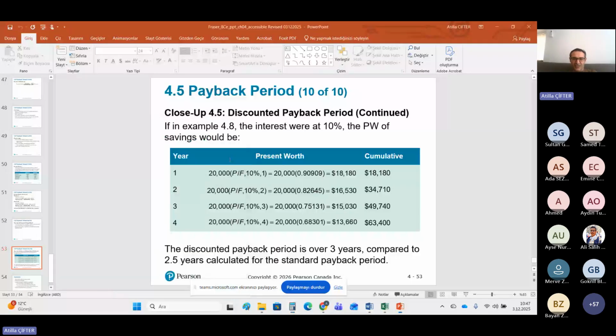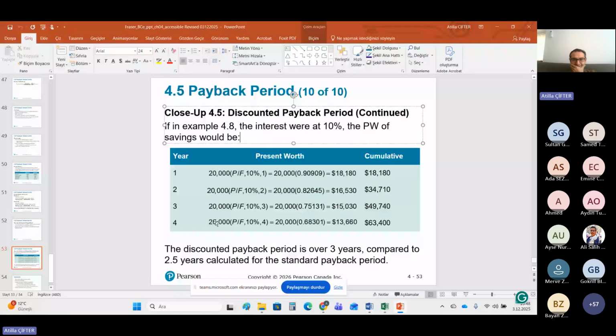So with discounted payback period, we just take each of the cash flows and discount it at the interest rate given to us. For instance, if the interest rate is 10%, as you can see, if you have $20,000 every year, you can see that you have not equal cash inflows in year four for $20,000. But when you bring this $20,000 to today, it is equal to $13,000.